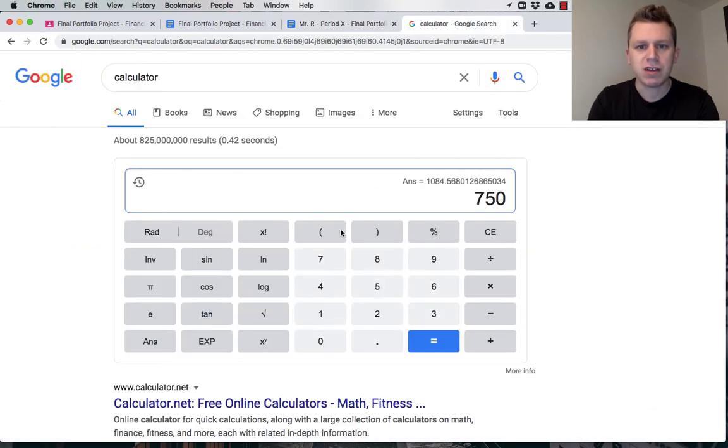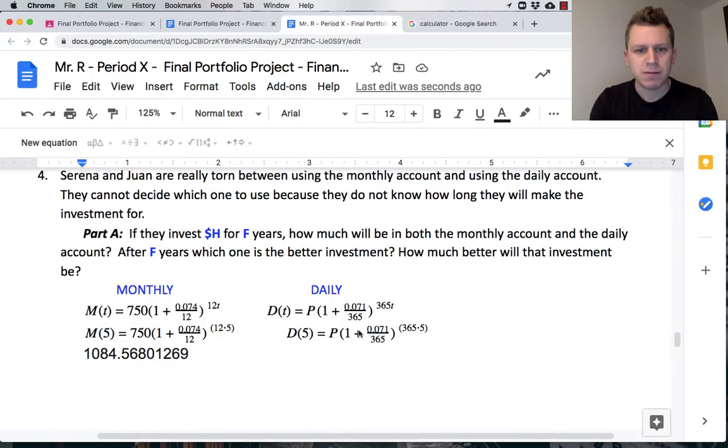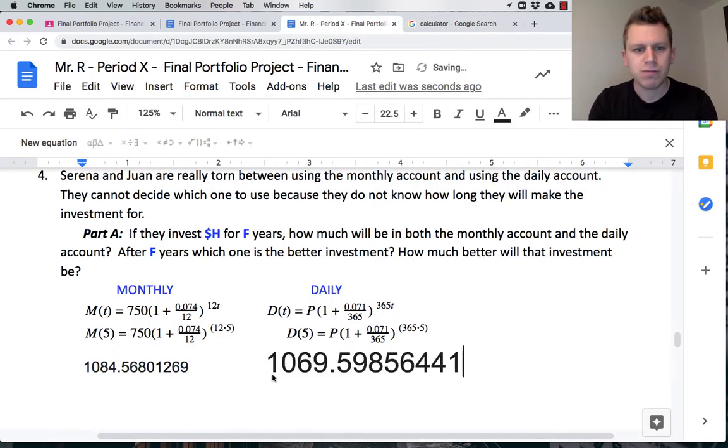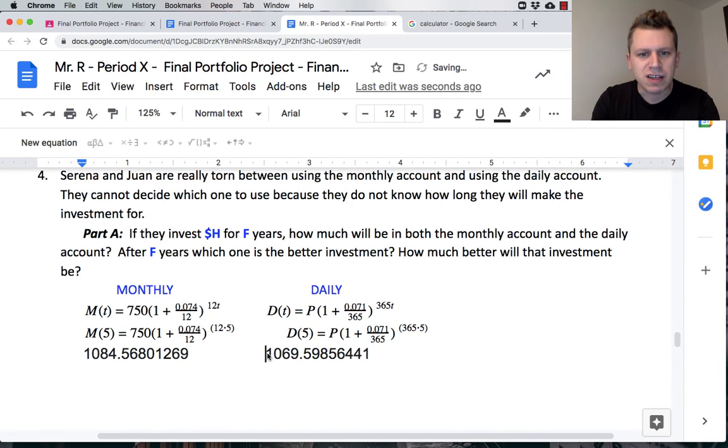Here I get 750, open parentheses, 1 plus, open parentheses for that fraction in the base, 0.071 for 7.1% divided by 365 for daily, close parentheses for the entire base, drop the exponent, open parentheses for the exponent, 365 times 5, boom, equals. Okay, copy and paste this, tab to jump, boom, make that a nice 12, and I want to see which one has more money in the account. According to this, it looks like the first one had more money in the account.